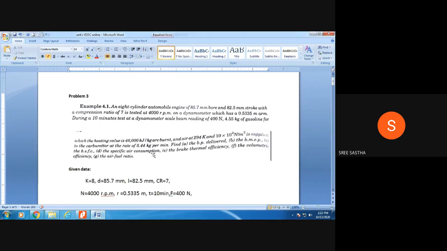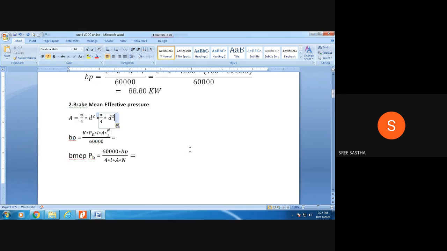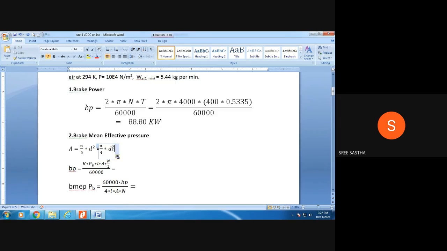Bore dia will be 85.7. See here I have given D now. Don't confuse it with this radius. This one is the dynamometer test, which will be used for finding engine torque alone. So how much is it? 85.7. It is in mm. So what you have to do? You have to convert it into meter.